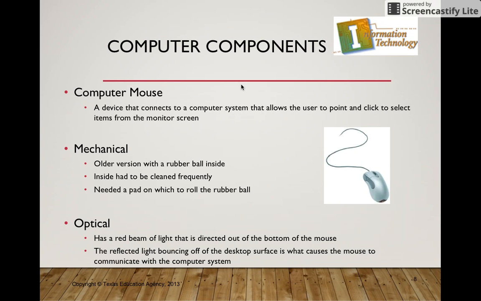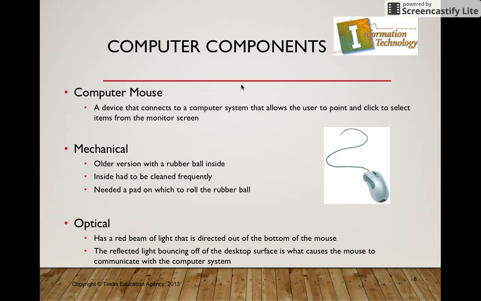So there's the mechanical one, which can also be considered the ball type. This is the older version that has that rubber ball inside that would need to be cleaned frequently, which you learned how to do with the preventative maintenance. The reason why we have mouse pads, which some people don't even use anymore, and which we don't use in here anymore, was just so that that ball could roll on that pad.